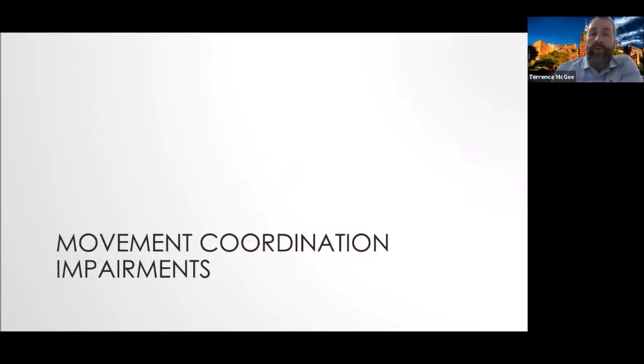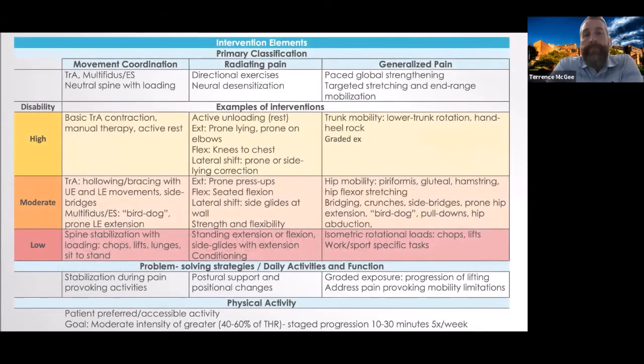When we look at movement coordination impairments, depending on irritability, and this is kind of a busy slide, but you can see on the left-hand side their disability, or you might even want to say irritability, high, moderate, or low, really gives you an idea of how you can gauge activities to train the core to support the patient as they move through movements, not excessive movements.